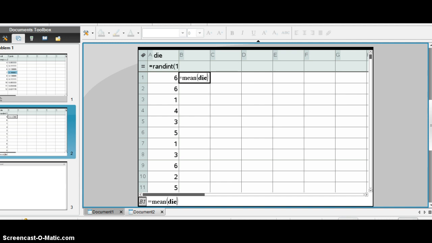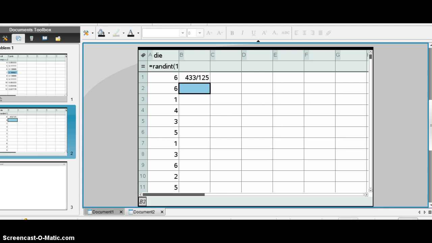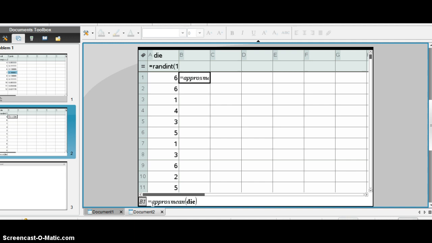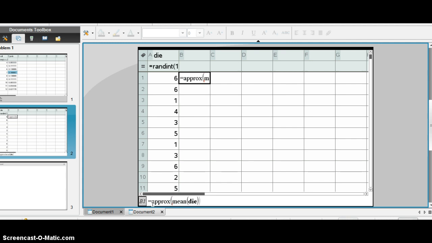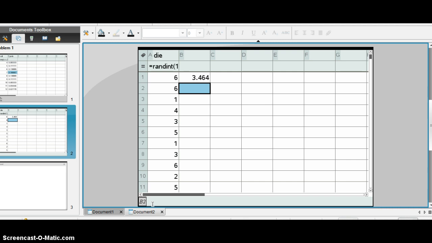Now, the calculator is going to try to give me the exact value. Let's see what it gives me. 433 over 25. Now I'm going to ask the calculator to try to give me the approximate value of that. So I'm going to go back in here and ask it to do the approximate. By approximate I mean change it into a decimal. Okay, and here we go. And there you can see the answer is 3.464.